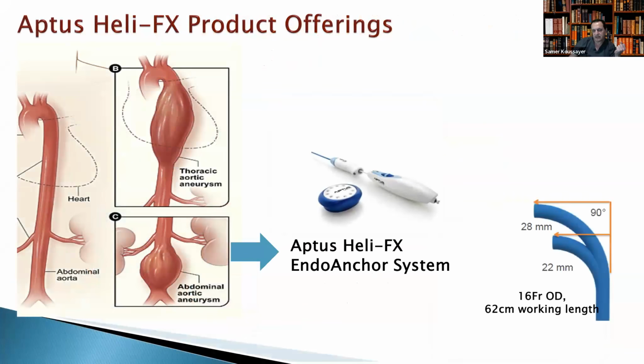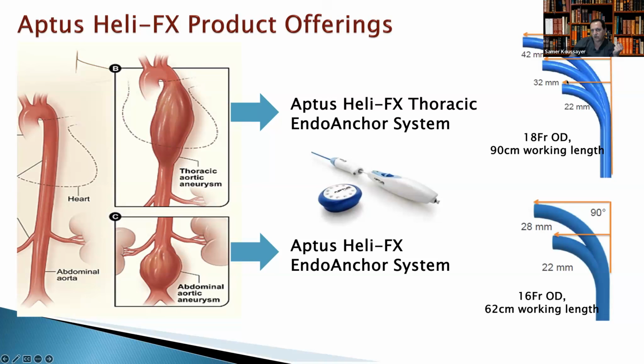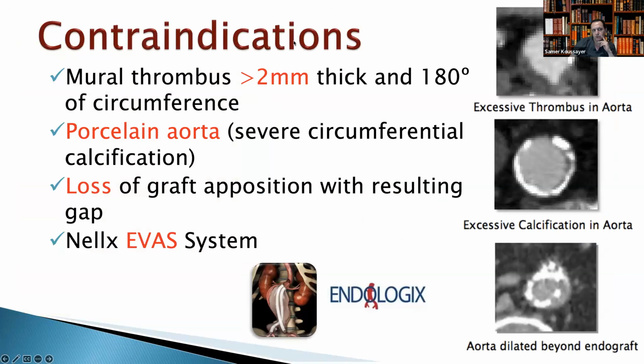They come in 2 sizes, 22 and 28 for the aorta, and 3 sizes for the thoracic, 22, 32, and 42. Not important. The most important part is the contraindication. You cannot use an Endoanchor if you have thrombus of more than 2 millimeters. The reason, as I said before, is that the anchor penetrates only 2 millimeters. So if the wall is more than 2 millimeters away from the graft, it will not touch the wall.